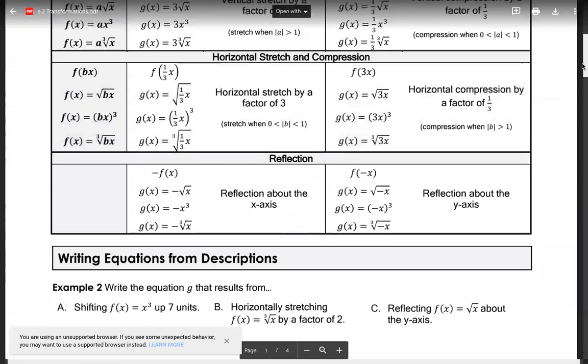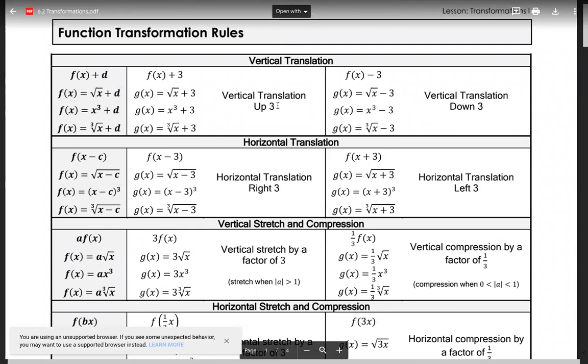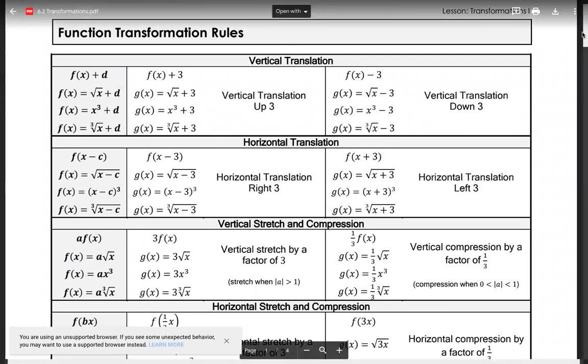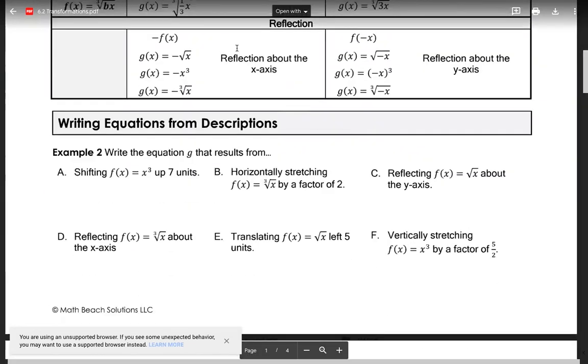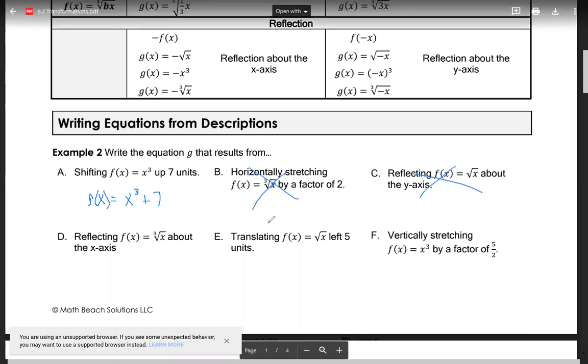So I'm going to go back to my chart and look for where it says up. Well, here's up. I find my cubic function, so I need to mirror this function with my number. So it'd be g of x is equal to x to the third plus 7. Again, we're not going to do this horizontal. We're not reflecting about the y-axis, so we skip those two. Now, reflecting about the x-axis.